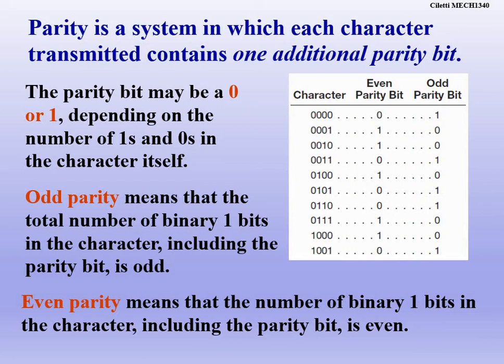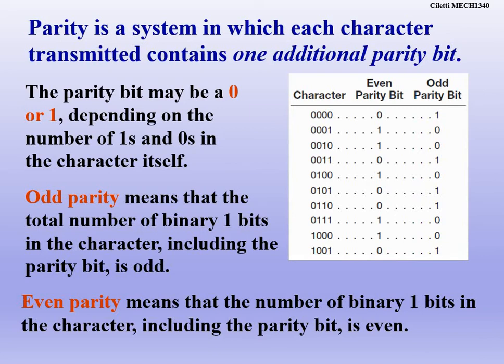So we look at the original character. The original character of 000 was sent in. Okay, we want to count up the number of binary ones. Well, since there aren't any binary ones in that number, and they're not odd, we would put an output parity bit of a 1. Let's look at the next character. We have 0001. We count the number of ones. There's one. 1 is an odd number, so we would send out a 0 for the odd parity bit.